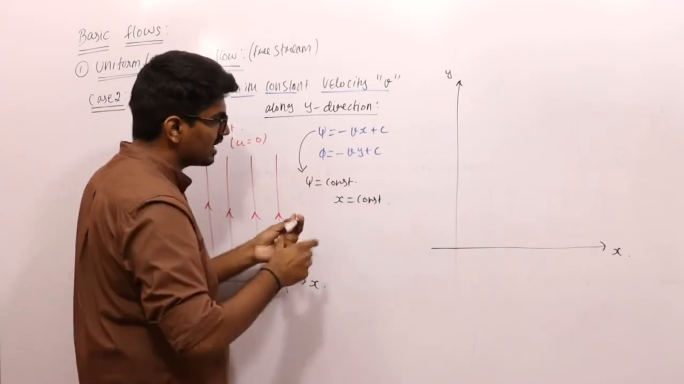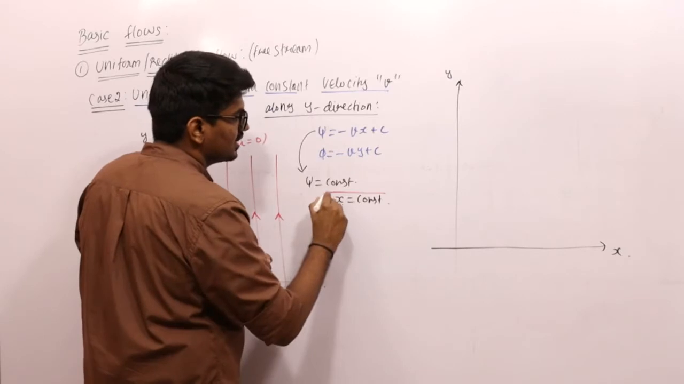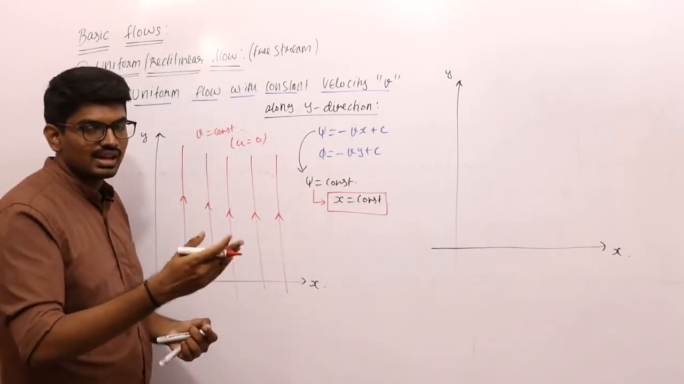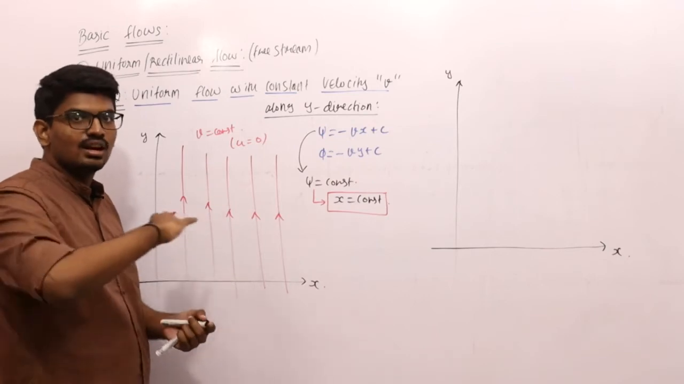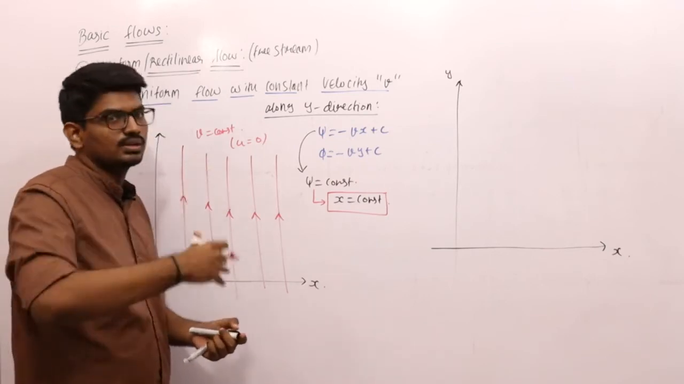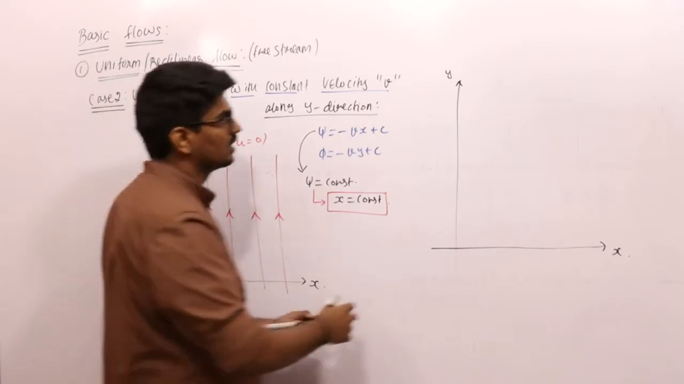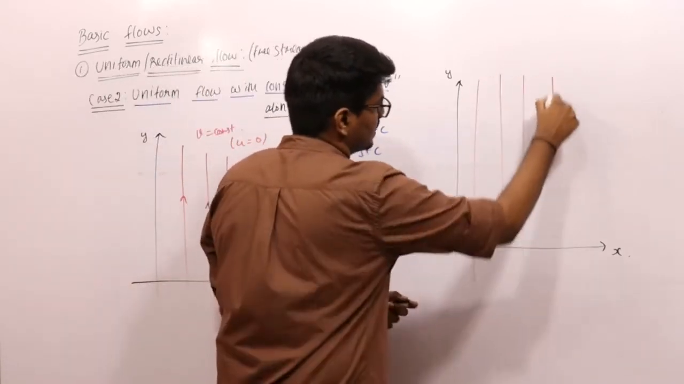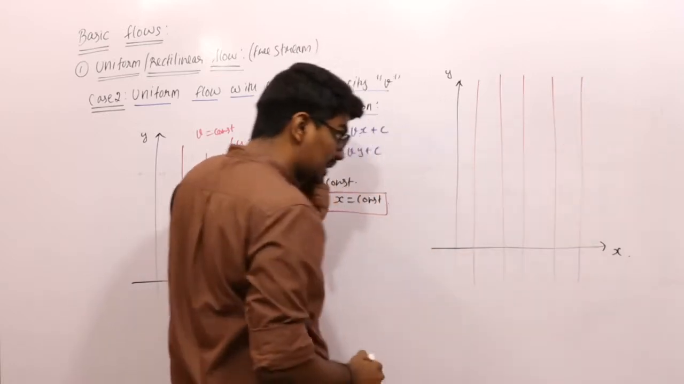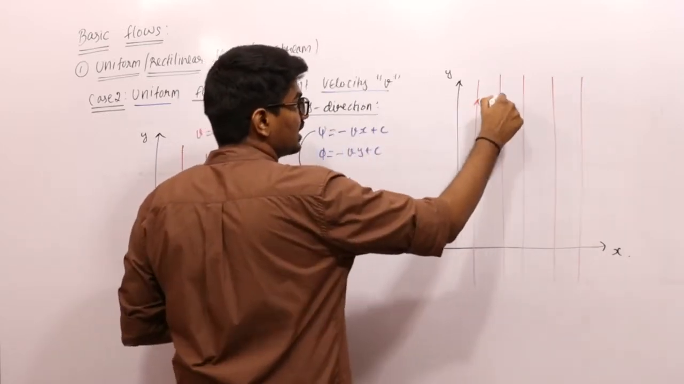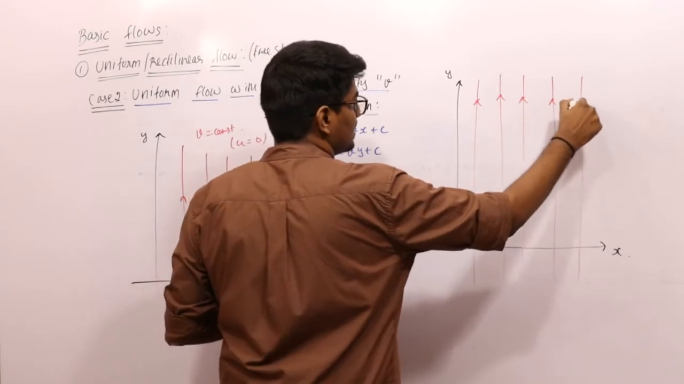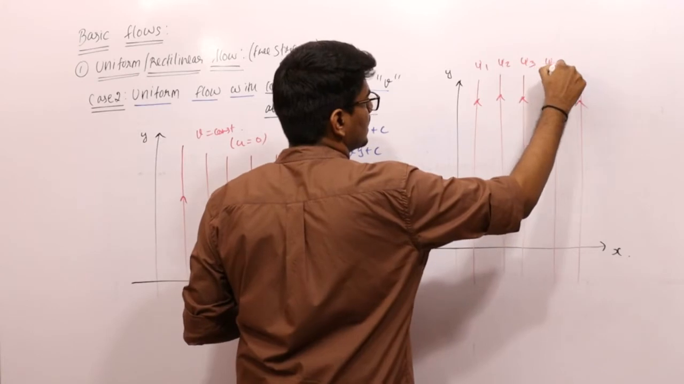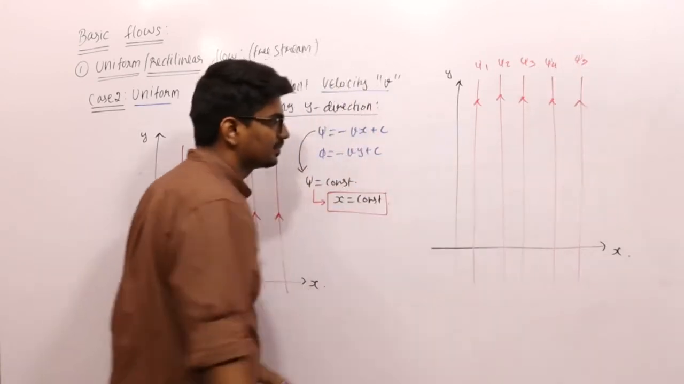So how does my constant stream function line look? x is equal to constant. x equal to constant means it is a vertical line. So it looks something like this. And do I need to mark an arrow? Yes, of course, because it is a stream function line, right? And it's going to be psi 1, psi 2, psi 3, psi 4, psi 5, etc.